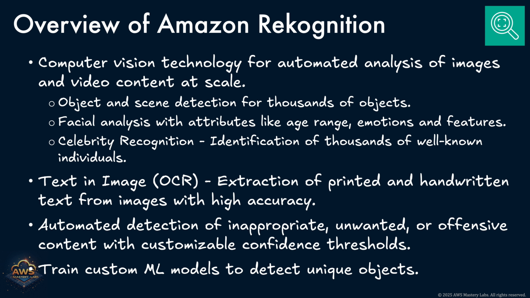Amazon Rekognition is a powerful computer vision service from AWS that makes it easy to add image and video analysis to your applications without needing to build and train your own deep learning models.